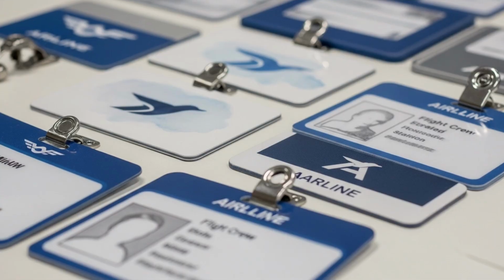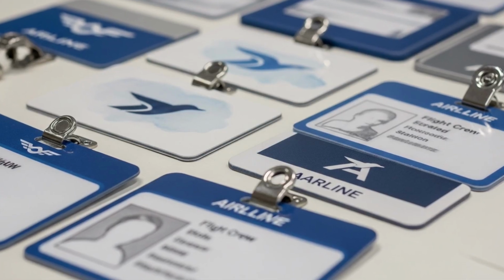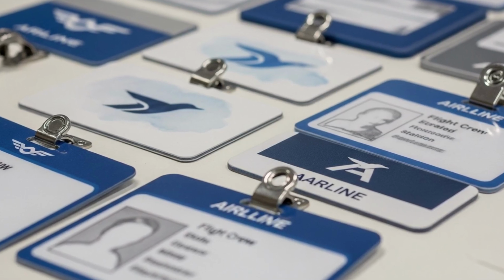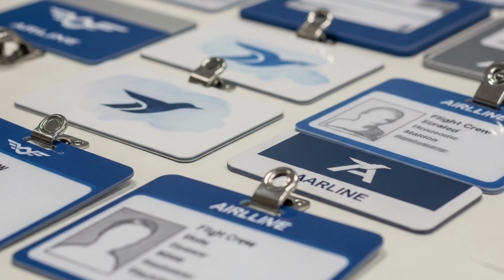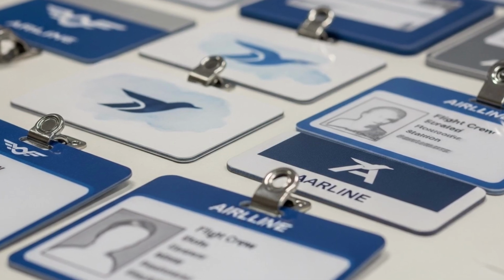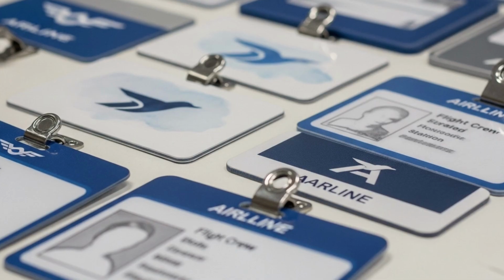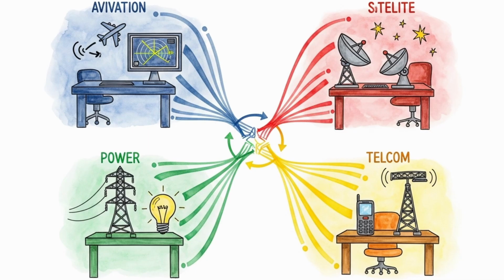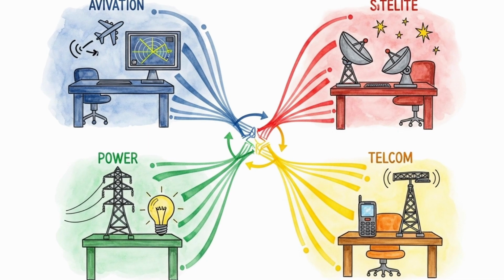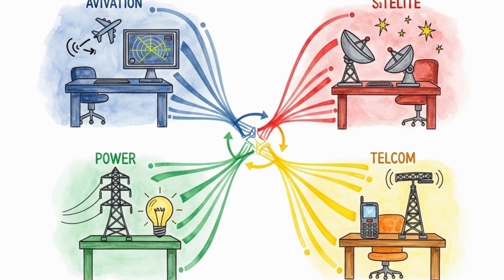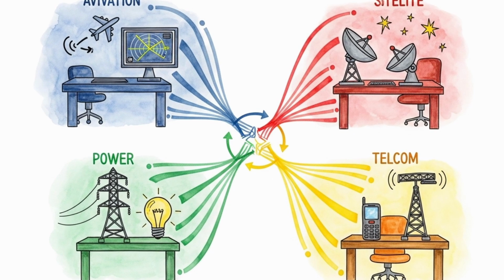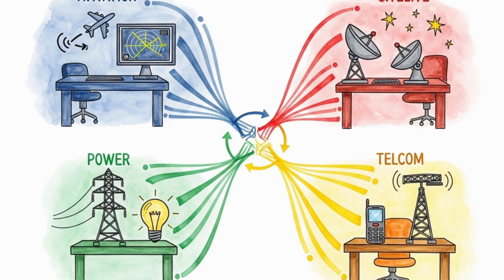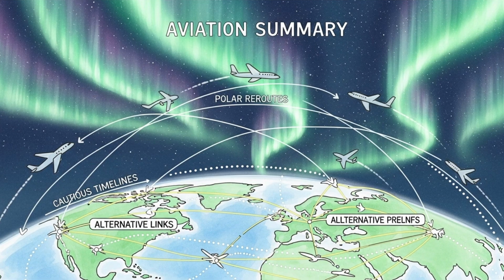Translation from measurements to impact uses regional models. The rate of change of the ground magnetic field, called dB by dt, is estimated from magnetometer networks. Conductivity maps derived from geology convert magnetic change into electric fields in the ground. These fields are then projected onto long conductors, such as transmission lines, to estimate geomagnetically induced currents. Where available, direct sensors on transformer neutrals and pipeline potentials validate and refine the estimates in real time.